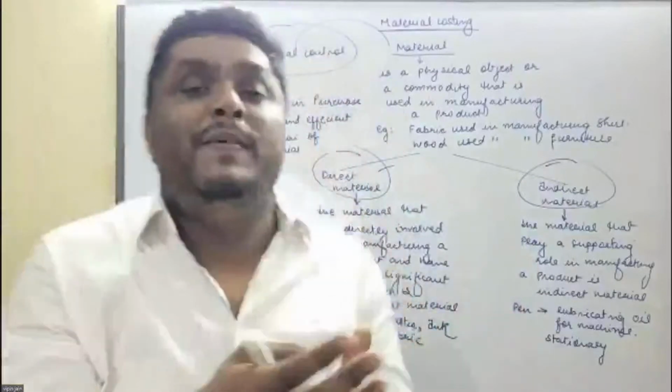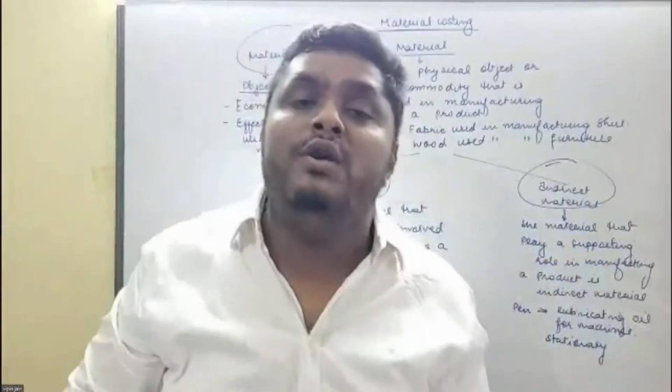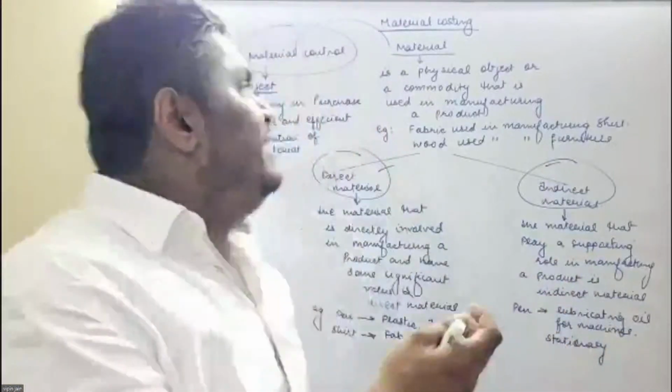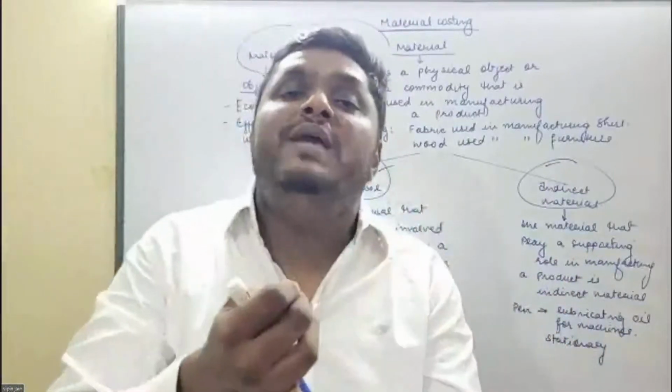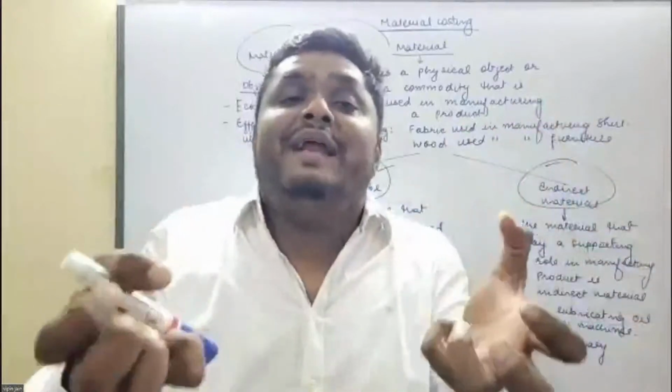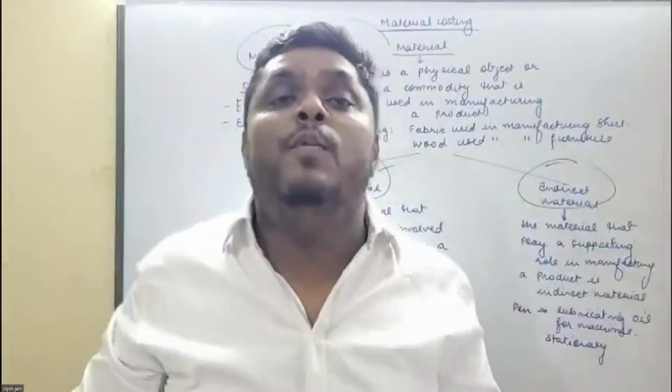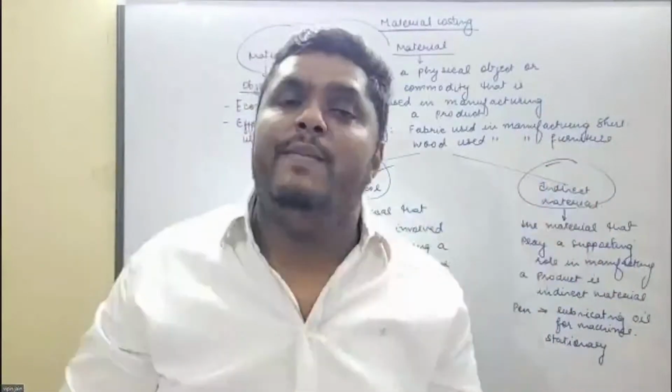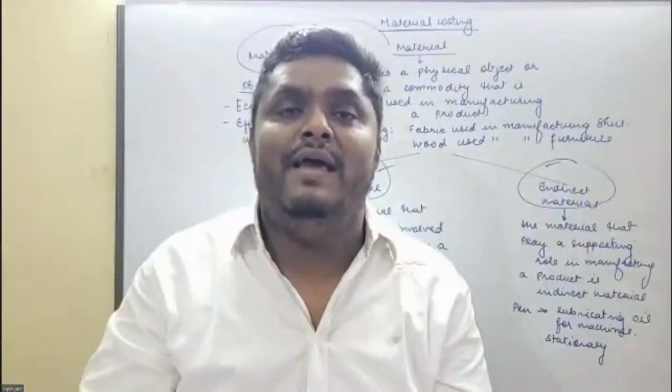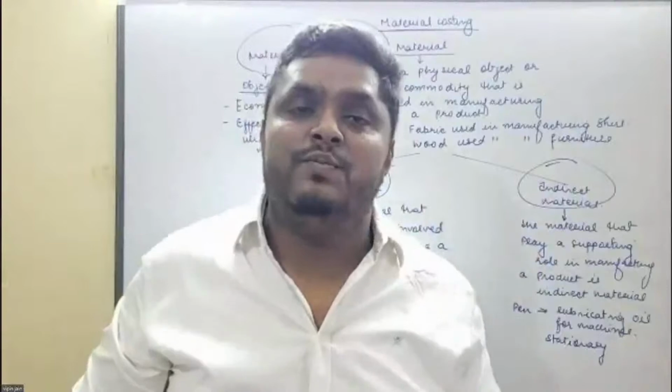So we have to implement material control. When talking about the material control objects, very simple guys, there should be economy in purchase. First, whatever we purchase from the market, it should be at the most competitive price. And once the material has come to us, it should be utilized in the best possible way.